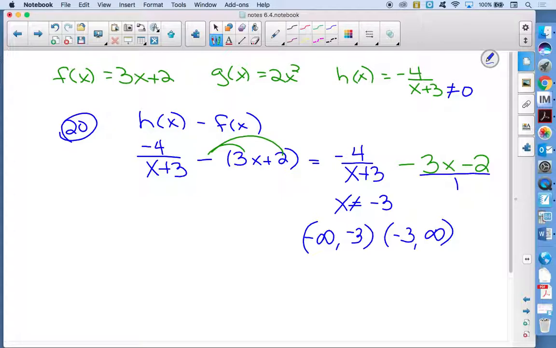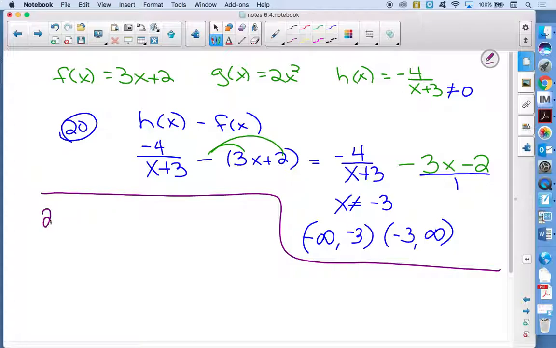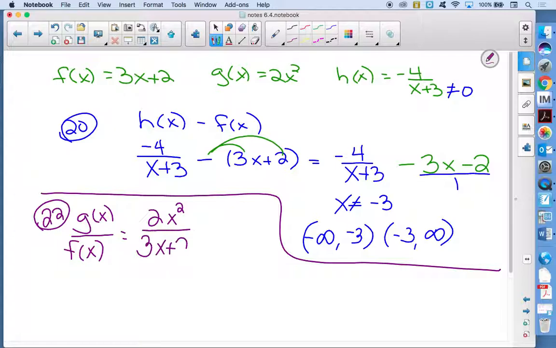Questions? The last one, if you look at 22, is g of x divided by f of x. So g of x is 2x squared. F of x is 3x plus 2.